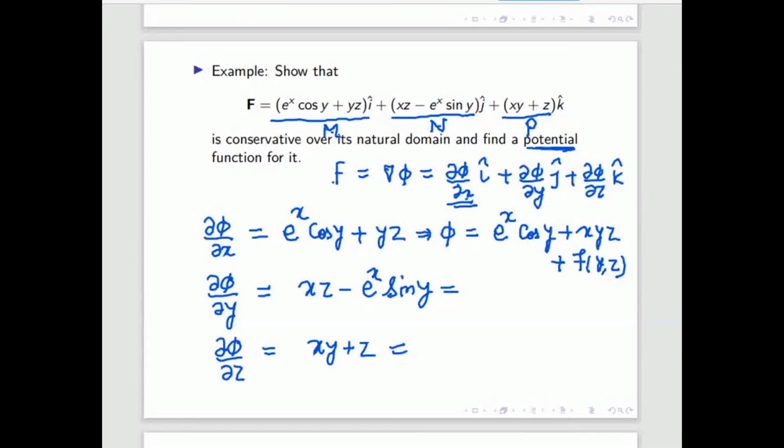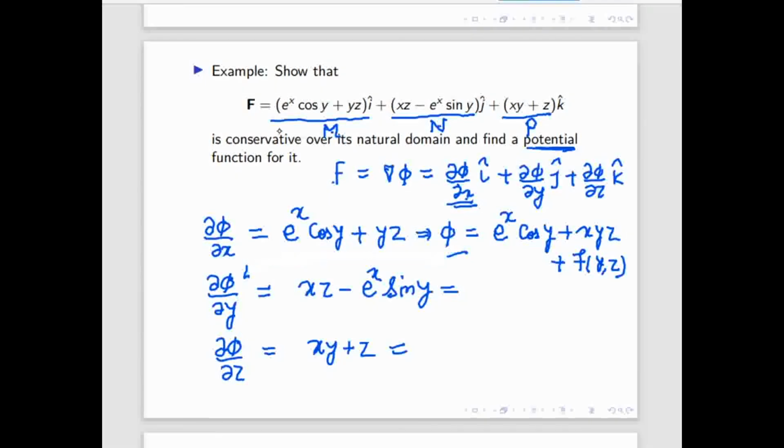We can integrate this also, like we did in the previous one, or we can do something else. This phi, we got this phi, we will put this phi in the second equation and we will try to find this constant. Once we get this constant, we get the value of phi. This phi we will differentiate with respect to y and put in the second equation and compare both sides in order to get this constant f(y, z). So let us do this.